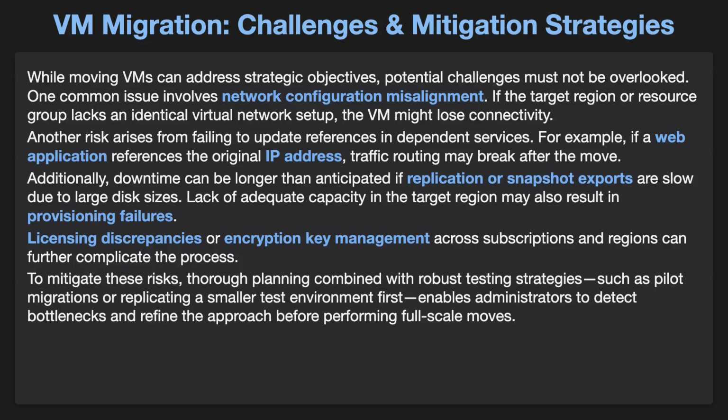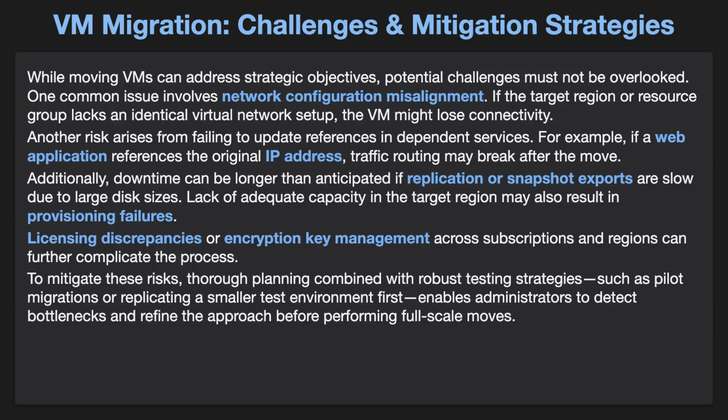While moving VMs can address strategic objectives, potential challenges must not be overlooked. One common issue involves network configuration misalignment. If the target region or resource group lacks an identical virtual network setup, the VM might lose connectivity. Another risk arises from failing to update references in dependent services. For example, if a web application references the original IP address, traffic routing may break after the move. Additionally, downtime can be longer than anticipated if replication or snapshot exports are slow due to large disk sizes. Lack of adequate capacity in the target region may also result in provisioning failures.